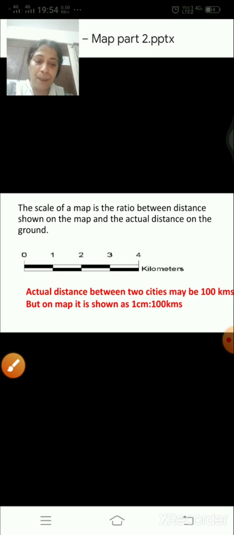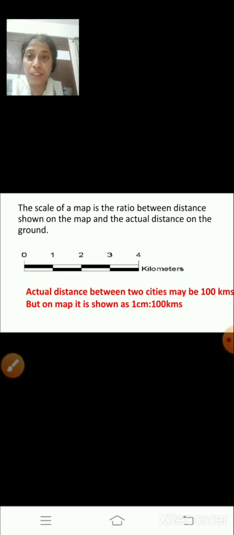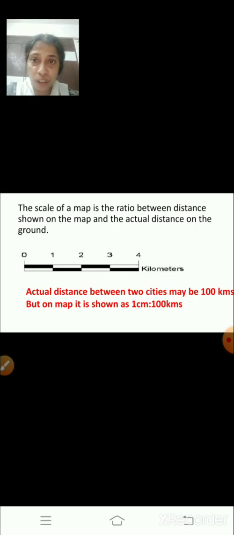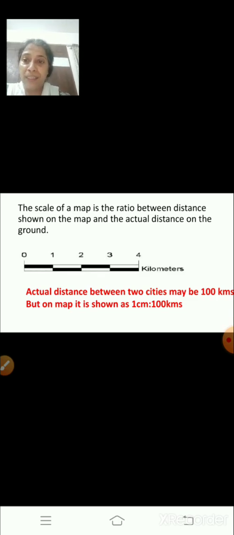I'll explain with an example. The actual distance between two cities may be 100 kilometers. So children, is it possible to show 100 kilometers on a map? No, it is not possible. On the map, it may be shown as 1 centimeter equal to 100 kilometers. 2 centimeters, 200 kilometers. So the scale of a map is often shown as a line with distance marked on it.